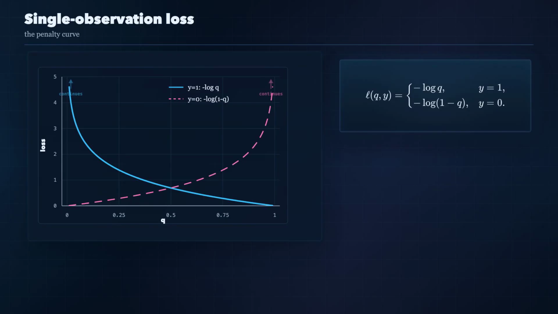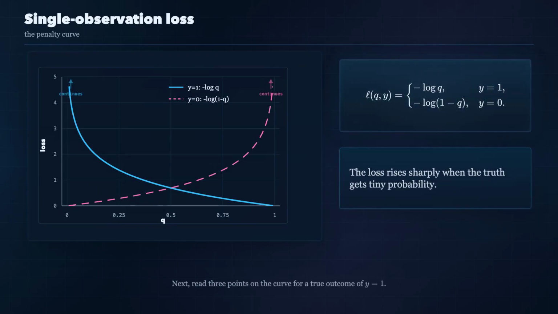This curve shows the shape of the penalty. Near the correct side, loss is close to 0. Near the wrong side, loss rises sharply. Next, we read 3 points on the curve for outcome 1.